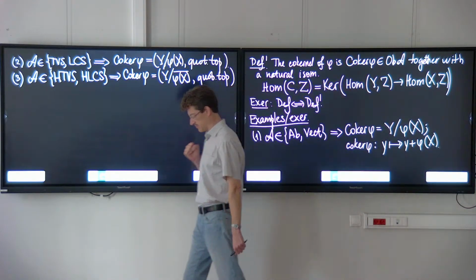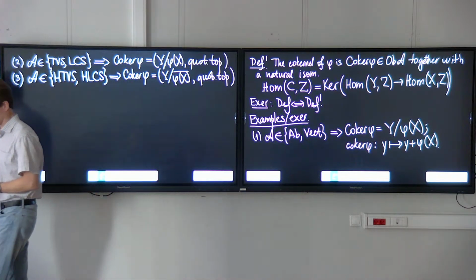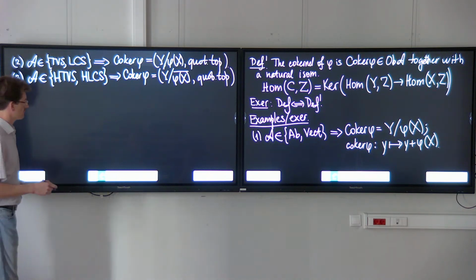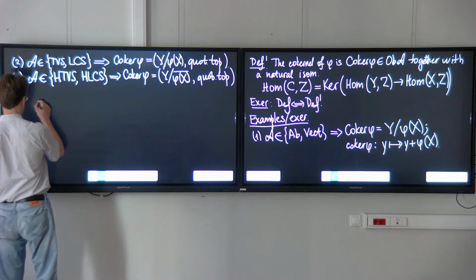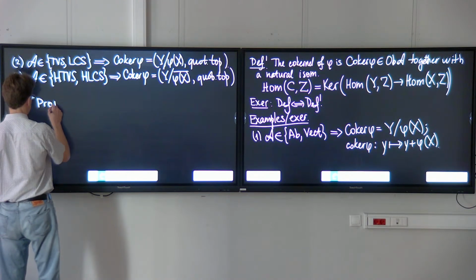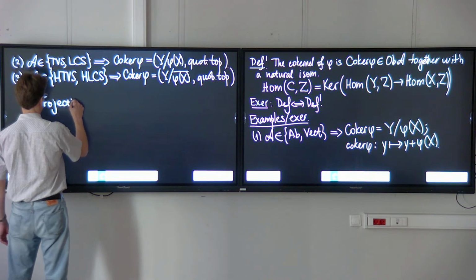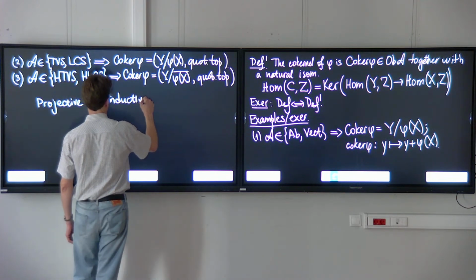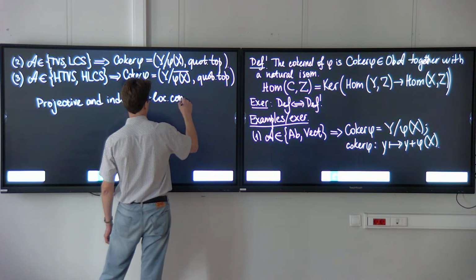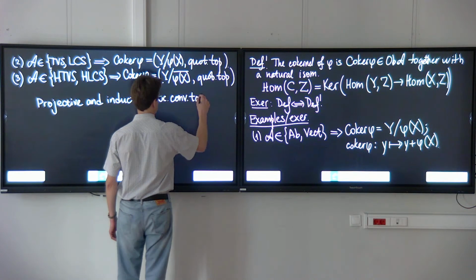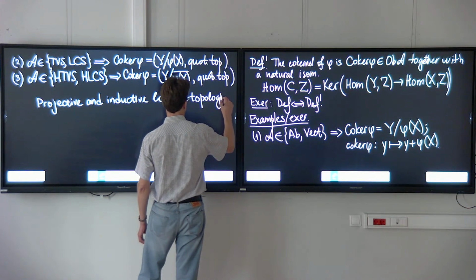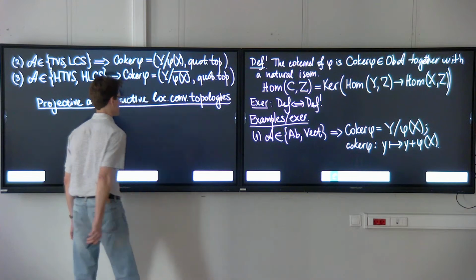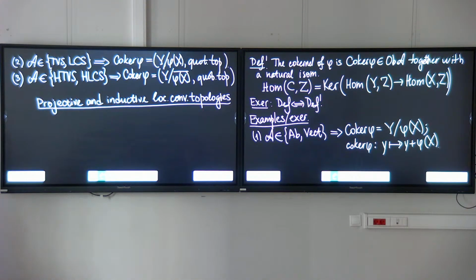Now, before we proceed with other constructions, let's discuss two general methods of topologizing vector spaces. So let's discuss the so-called projective and inductive locally convex topologies. Okay, let's start with the projective locally convex topology.